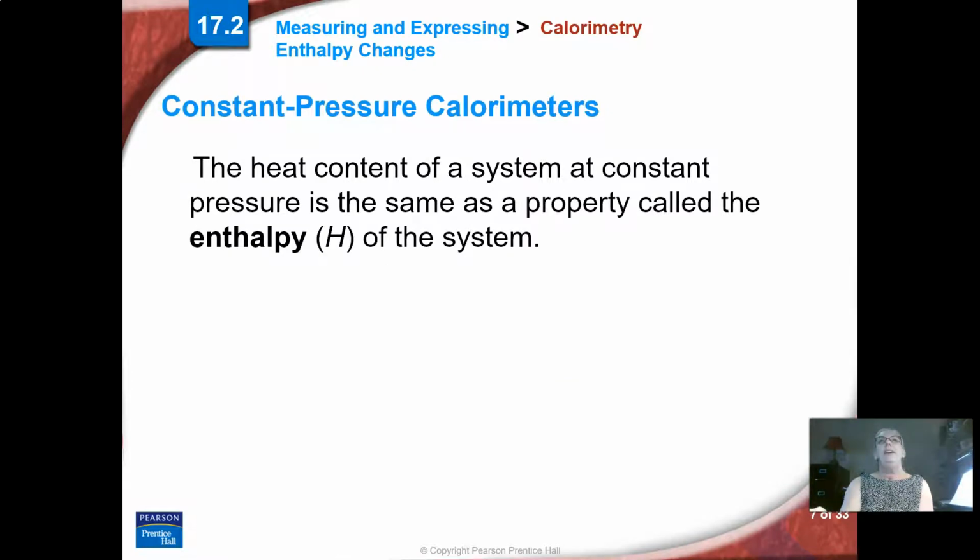If we have something at constant pressure, which is what we would have in the lab, we are going to look at the enthalpy, the H of the system. So that's the heat content of that system. It's called enthalpy.